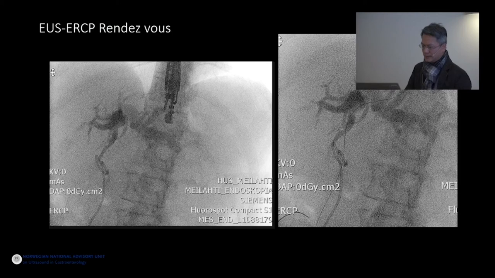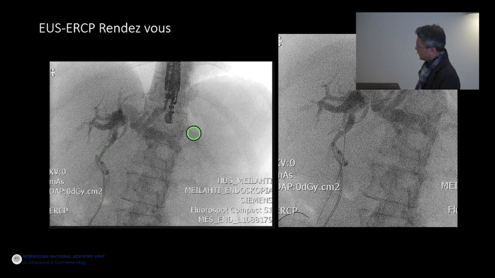And so if you have access to the left liver, the first procedure is the so-called EUS-ERCP rendezvous. In this case, it was a case with a pancreatic cancer in the head of the pancreas, and it was not possible to advance the guide wire past the tumor stricture.